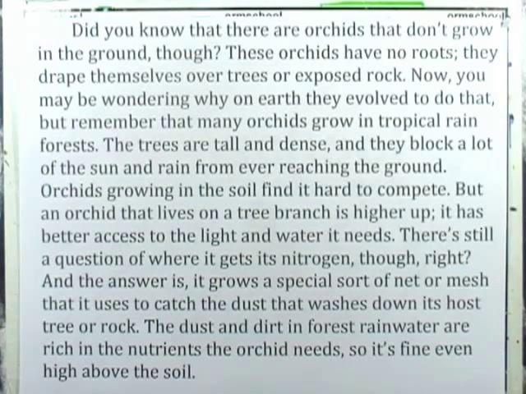But an orchid that lives on a tree branch is higher up. It has better access to the light and water it needs. There's still the question of where it gets its nitrogen, though, right? And the answer is, it grows a special sort of net or mesh that it uses to catch the dust that washes down its host tree or rock. The dust and dirt in forest rainwater are rich in the nutrients the orchid needs, so it's fine even high above the soil.